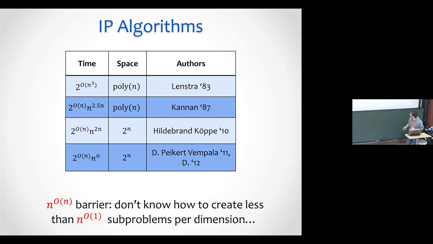So in terms of how you should interpret these complexities, these algorithms are all recursive, so it's how many subproblems I need to solve per dimension. All of these complexities are saying I can break my IP into a polynomial in n number of subproblems at every step. If you multiply that all together, you get a branching tree with n to the order n nodes, and that's where these complexities come from. Okay? So what if we want to do better?